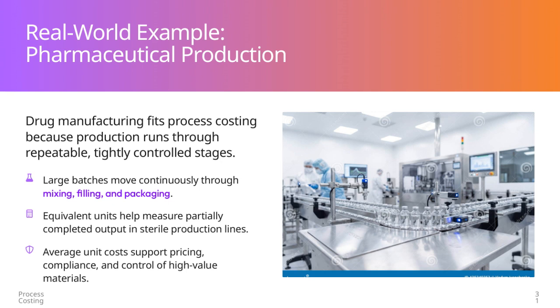When we talk about drug manufacturing, process costing is a perfect fit because the production involves repeatable and tightly controlled stages. Large batches of drugs move continuously through specific steps like mixing, filling, and packaging. To accurately track production, we use equivalent units, which help measure partially completed products on sterile production lines. This method also allows us to calculate average unit costs, which are crucial for pricing decisions, ensuring compliance, and controlling expensive materials. So, process costing provides a structured way to manage and evaluate pharmaceutical production efficiently.